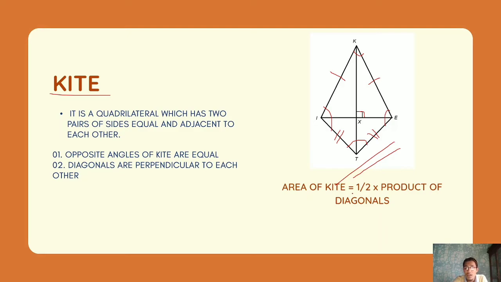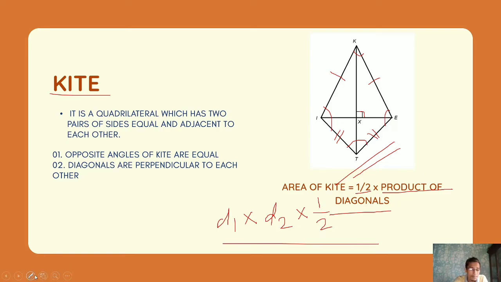Now how to find the area of kite? The formula is again very simple. It is similar to the area of rhombus formula. So it is half into product of diagonals. Suppose KT is D1 and IE is D2. So these are the two diagonals. The product of these two diagonals multiplied by half will give you the area of kite. Okay, so this was the formula.